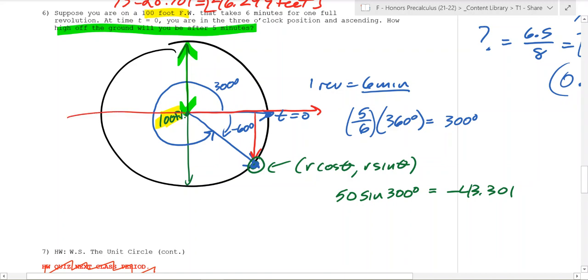So how high is this? Well, it's 100 feet high total. This radius is 50, so this distance is 50. So what's going to happen is you're going to have 50 minus 43.301. So the person is only 6.699 feet off the ground.